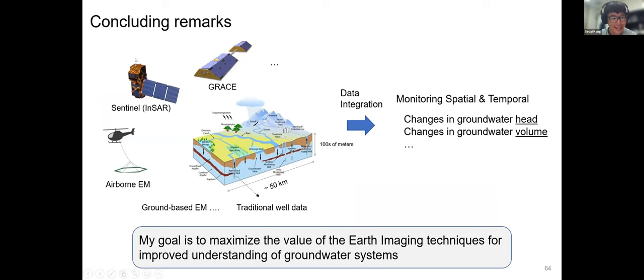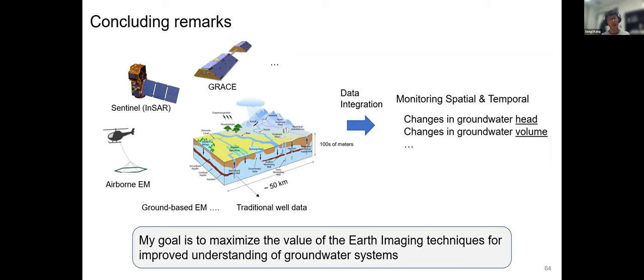There are lots of remote sensing data, and what I have shown today was airborne and InSAR. But there are other remote sensing data, for instance, GRACE, which can be used to monitor the groundwater volume. But the bottleneck of GRACE is that the resolution is so low. One pixel is about 200 kilometers or 100 kilometers. So the question is how to downscale a low resolution measurement and recover high resolution water volume change.